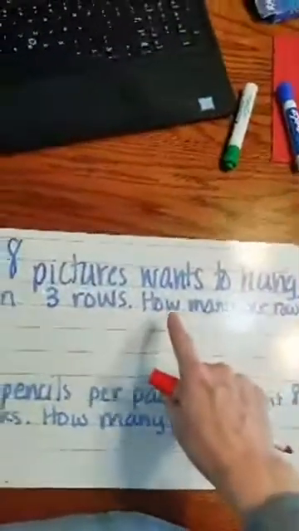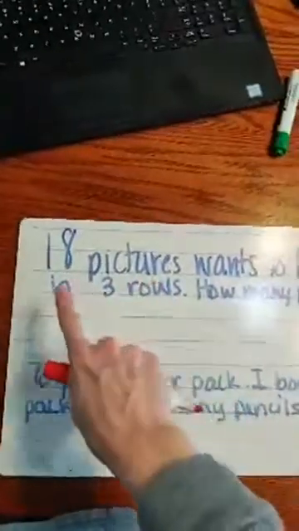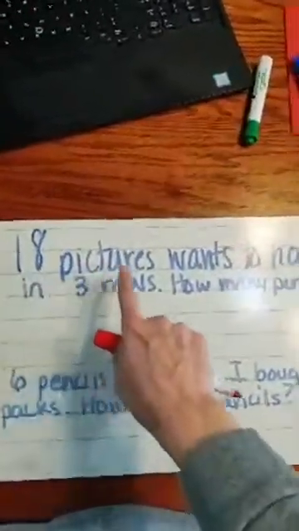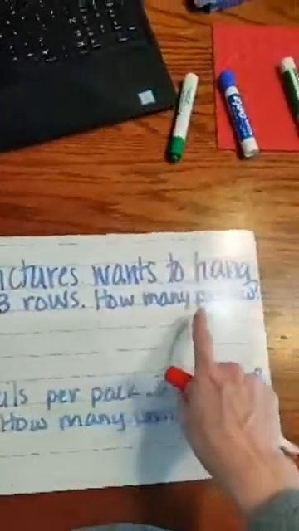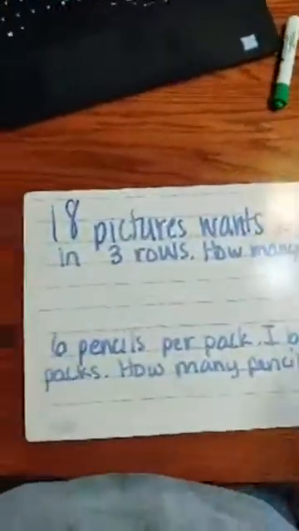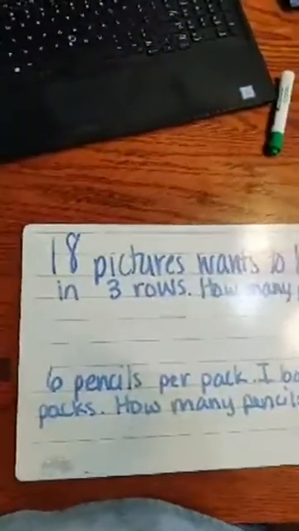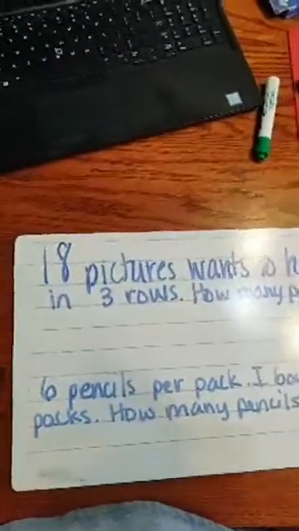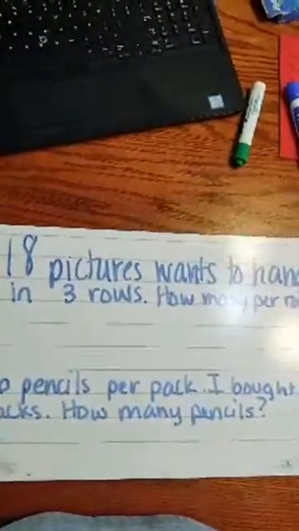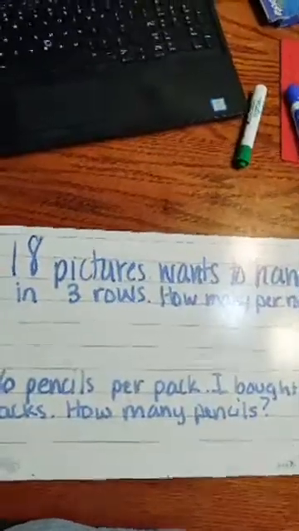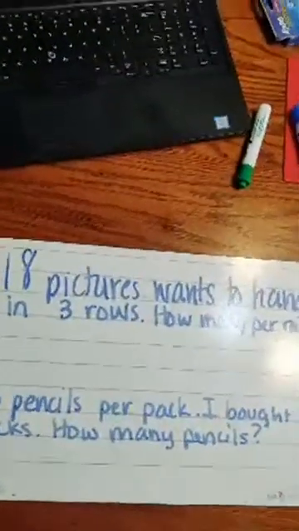18 pictures. I have 18 pictures. I didn't write all the words here. I have 18 pictures, and I want to hang them in 3 rows. How many per row? So the thing to remember when it gives you some numbers here is if they give you the total number of something they have, then we know we're going to end up with a smaller number for our answer, because if they give us the total, we're going to divide.